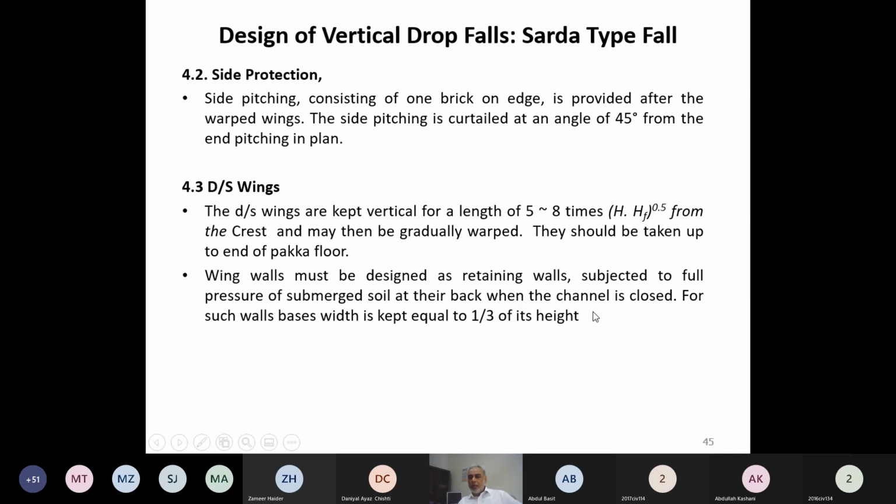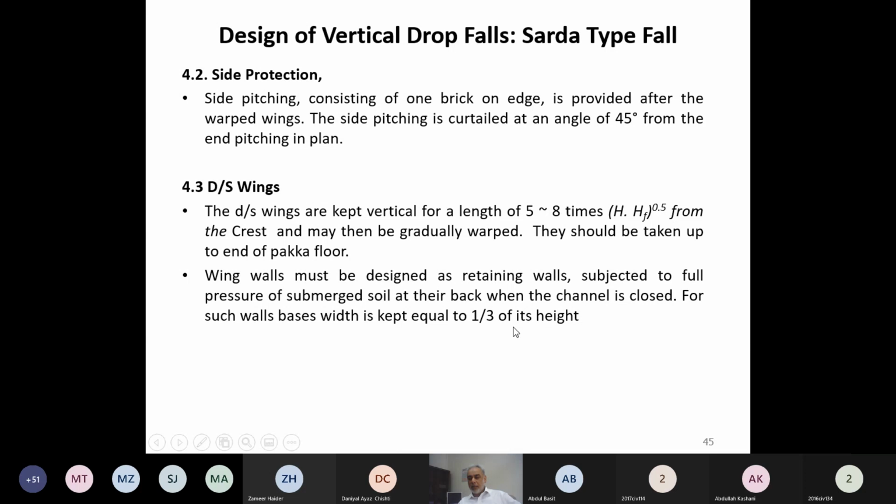Wing wall must be designed as a retaining wall. All these wing walls are designed because on one side it is water, on the other side it is soil. So to take the soil pressure over there, these should be designed as a retaining wall, subject to full pressure of the submerged soil at their back when the channel is closed. For such a wall, base must be kept equal to one third of its height.